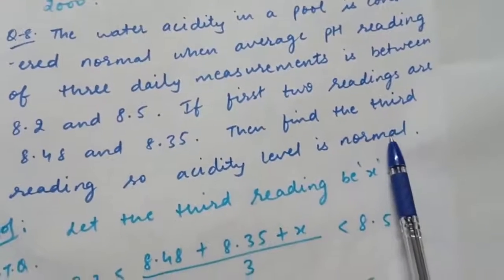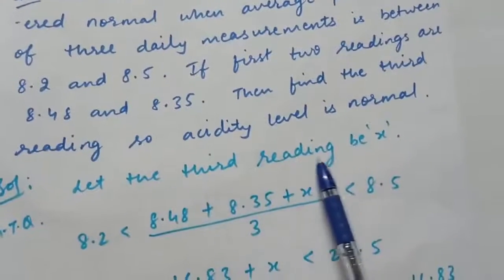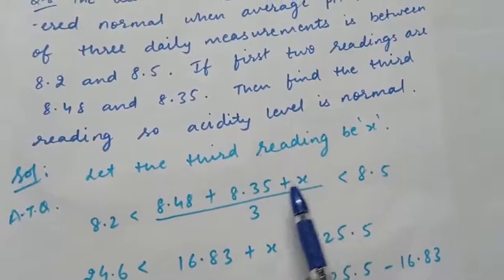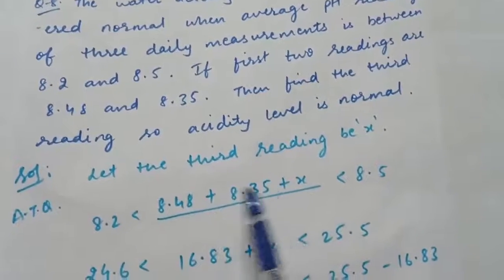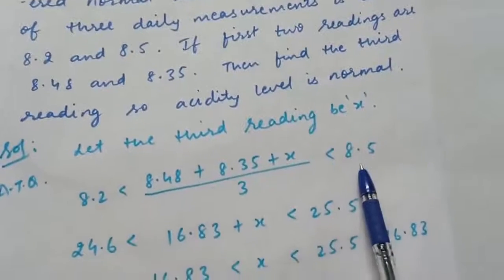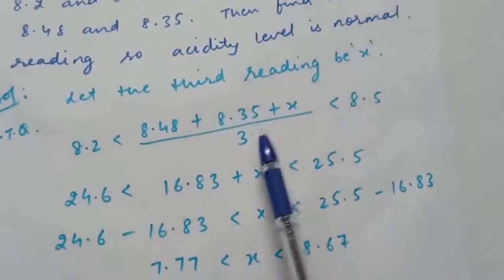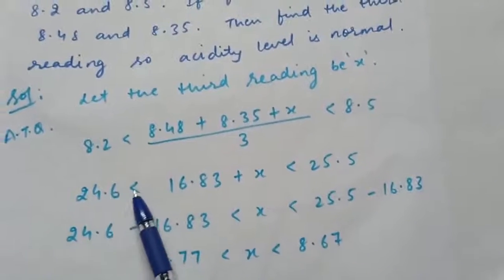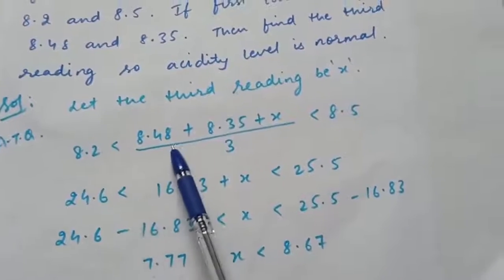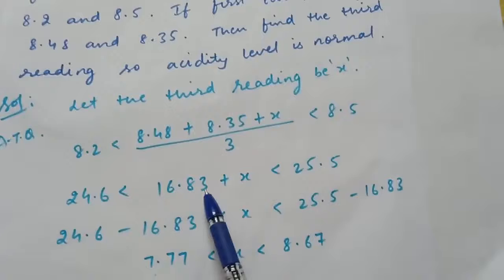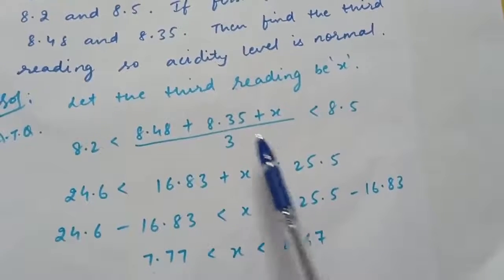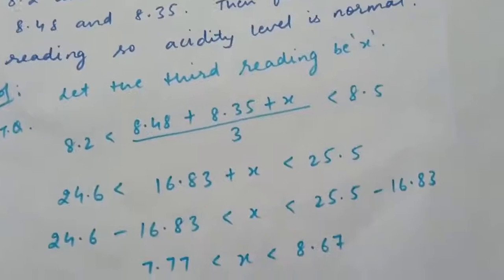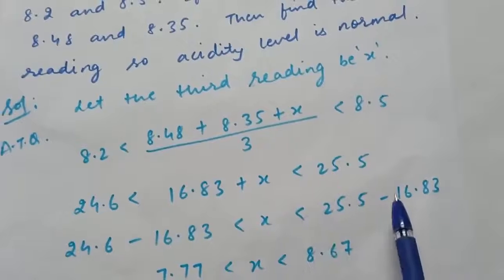So first of all, let whatever you want to find, so let the third reading be x. First two readings plus x, upon 3, that is the average, which should lie between these two values, right? Now solve this, multiplying both the sides with 3. So this will be 24.6 < 16.83 + x < 25.5, adding these two, and you will also multiply 3 here.